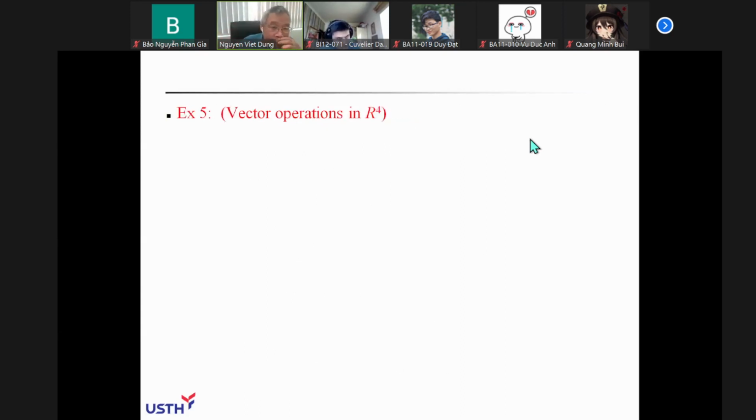Now here are some examples about the operations with vectors in R^4. I give you that, and you see it is very easy to work with those operations.